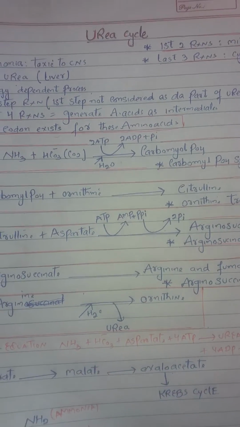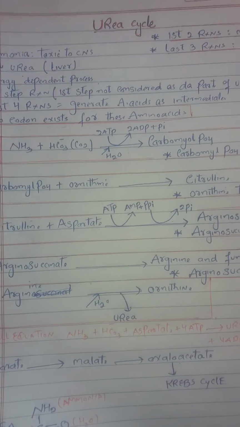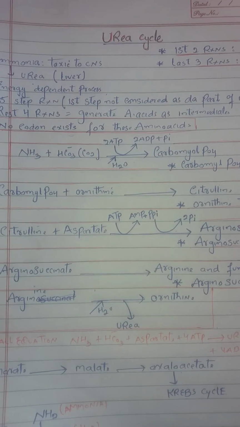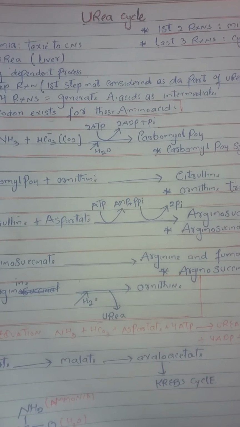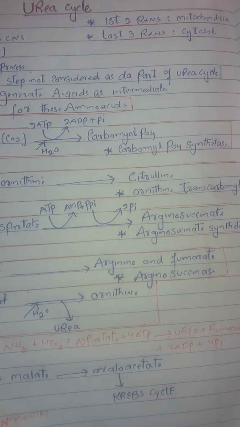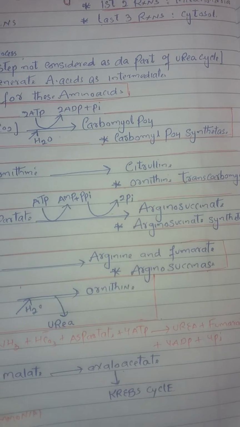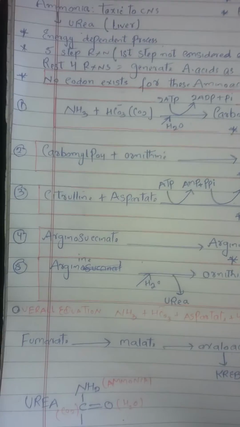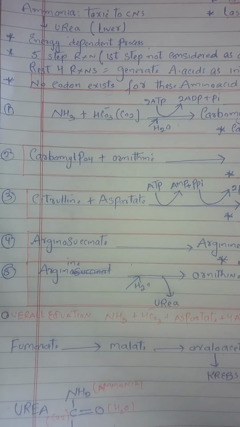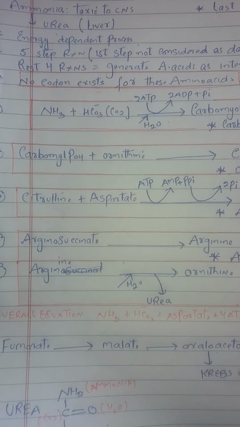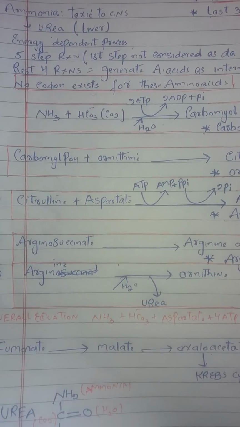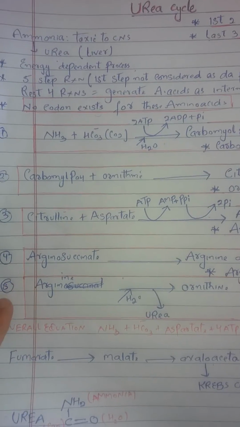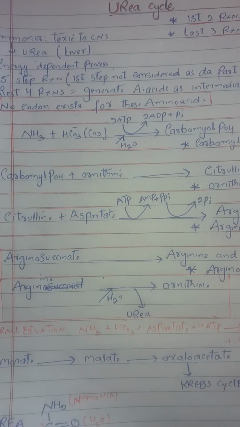So the net equation of the first reaction is ammonia plus carbon dioxide in the presence of water, and 2 ATP is consumed to form carbamyl phosphate. The enzyme used is carbamyl phosphate synthetase, as shown here. Now the product of the very first reaction is taken into the second reaction, and it is reacted with ornithine. You might be wondering where the ornithine comes from. The ornithine in the urea cycle comes from the 5th reaction, where ornithine is generated.